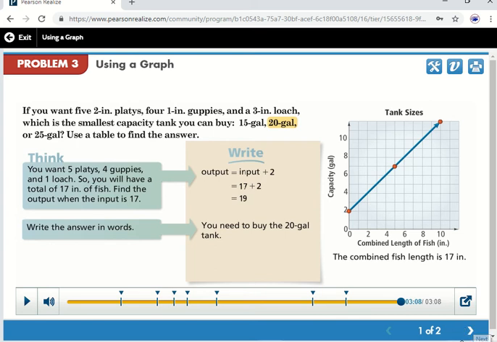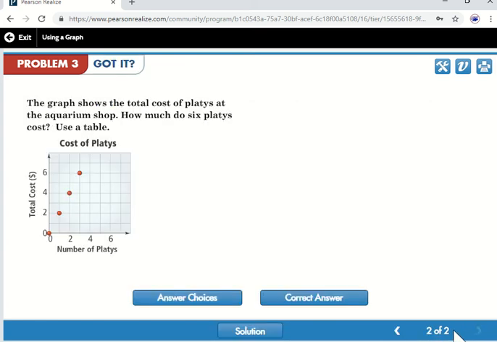So that's problem 1 of 2, and we can move on to now, I guess, trying one yourself. The graph shows the total cost of platies at the aquarium shop. How much do 6 platies cost? Use a table.